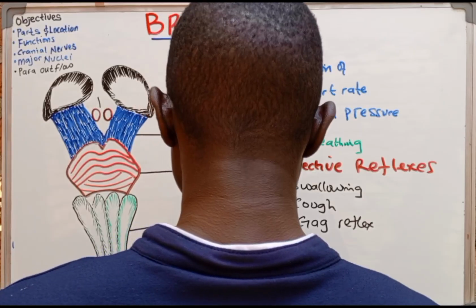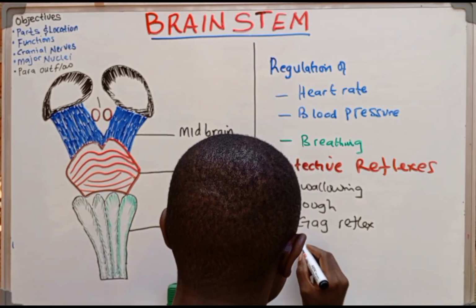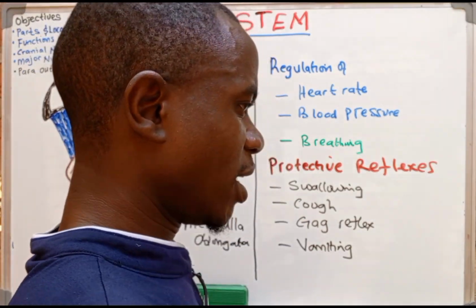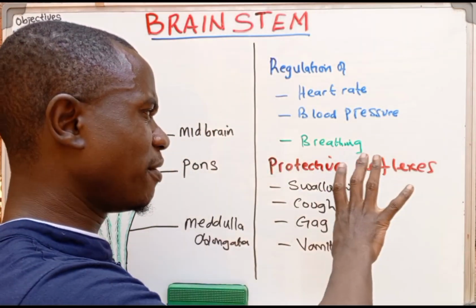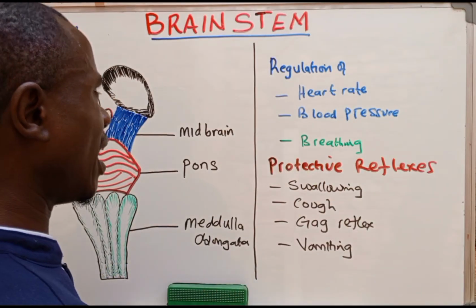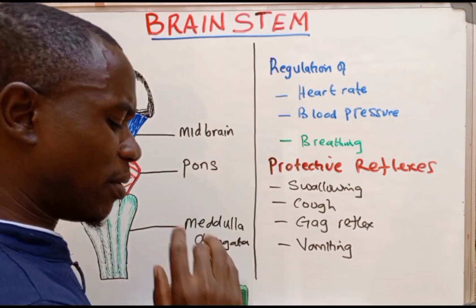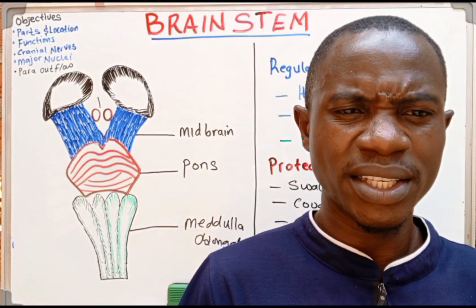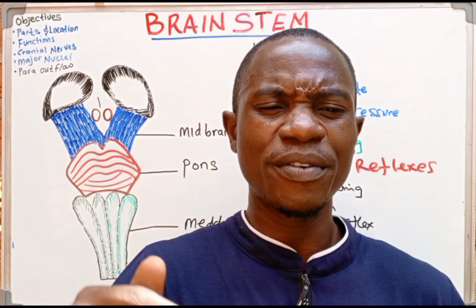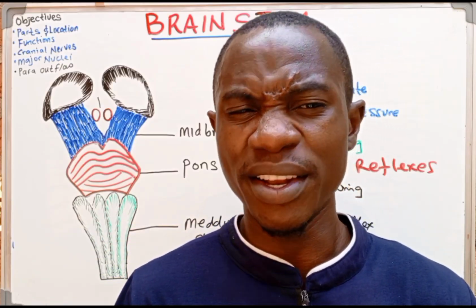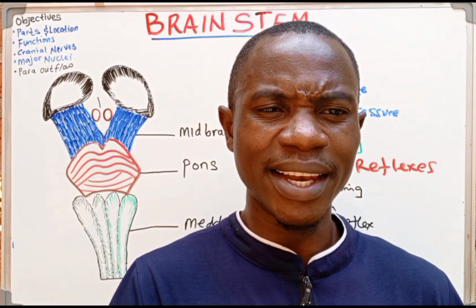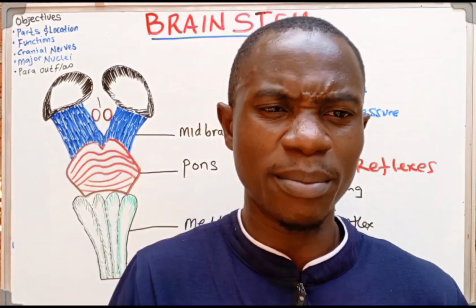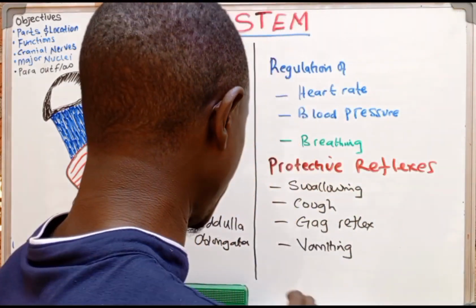Okay, we also have another reflex which we call the vomiting reflex. These are some of the protective reflexes which are under the brainstem. Now, the brainstem controls a lot of activities. Why am I saying this? We have a lot of nuclei located in the brainstem. So let's have a look at the different nuclei and the cranial nerves that exit from the brainstem, in just a blink of an eye.